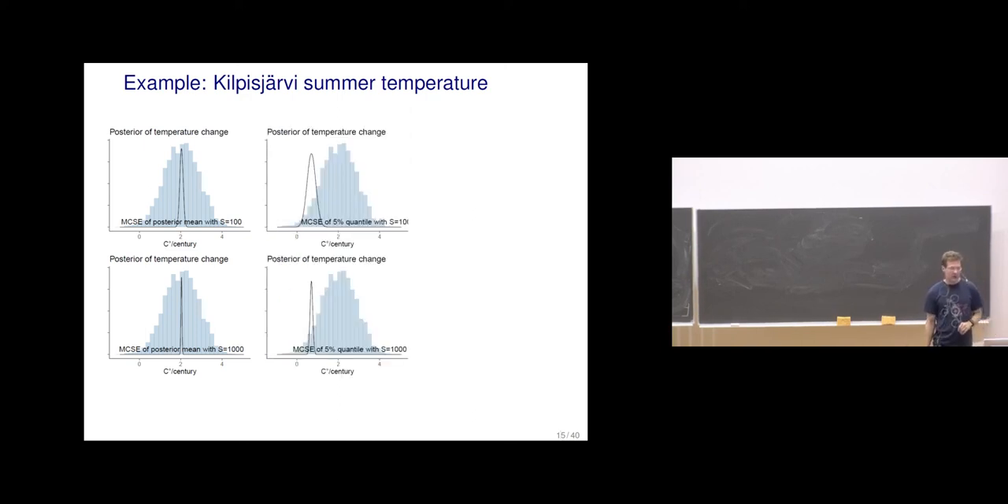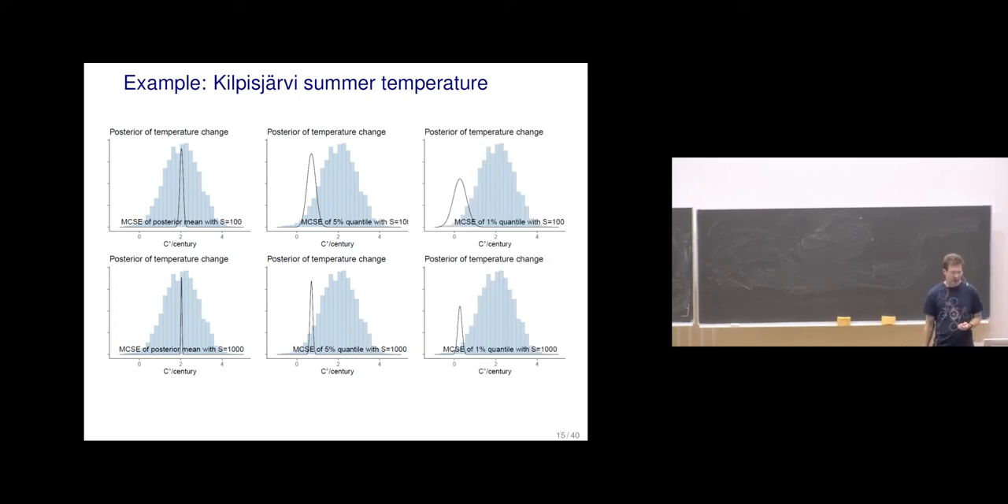But then, what if we are interested in the 5% quantile? You can see now that with the same number of draws, we have more uncertainty in tail quantities. And the further away in the tail we go, so for the 1% quantile, it's even more uncertainty. So that's why we often need more draws, because we are also interested in these posterior intervals, and then we would need to have a certain accuracy for reporting the interval endpoints with a certain number of digits.